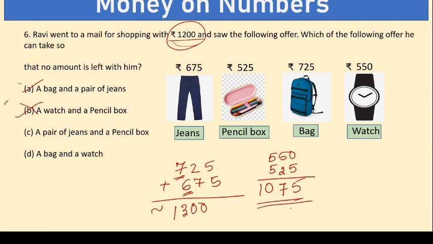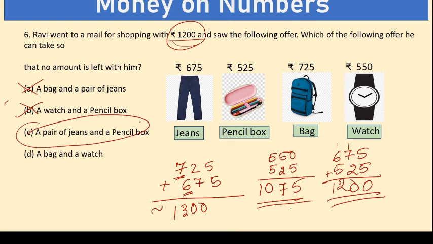We want exactly 1200. Option C is a pair of jeans, which is 675, and a pencil box, which is 525. Let's sum that up. Let's see how much this answer comes up to. Oh, this is an exact 1200. So we found the answer, which is option C.